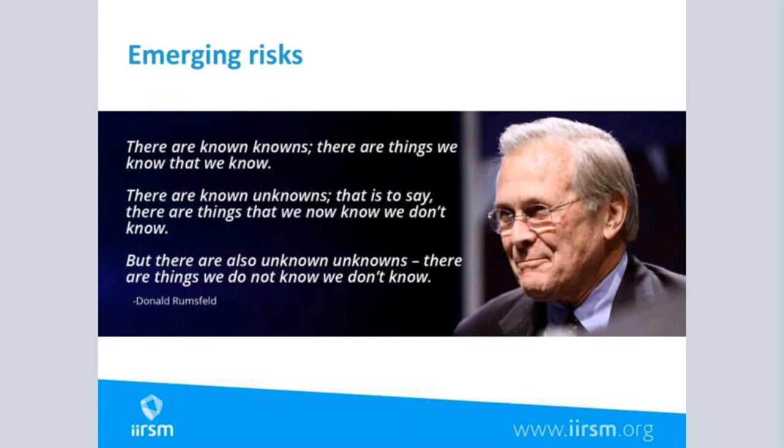He said, there are known knowns, there are things that we know that we know. Well, I suppose that's obvious to all of us. There are known unknowns, that's to say there are things that we now know that we don't know. But there are also unknown unknowns. There are things that we don't know that we don't know. So what did he miss? Well, the one category he didn't cover were unknown knowns. And in 2020, we have a good example of that with us at the moment in COVID-19.